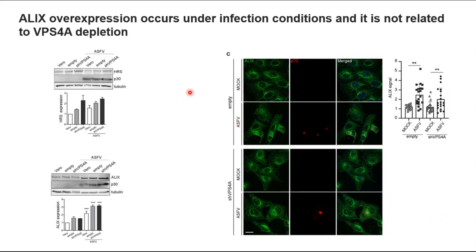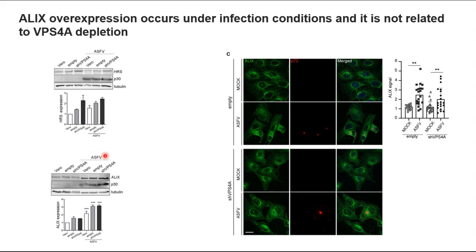Also, we wanted to know what happened with other ESCRT proteins under the silencing condition of VPS4, and we labeled this HRS component of the ESCRT-0. We observe how the signal of this protein is slightly increased, but it's not an effect related with the virus infection, because in mock infected cells we have this increase of the HRS expression when we silence the VPS4 protein.